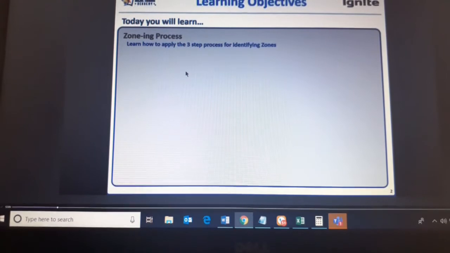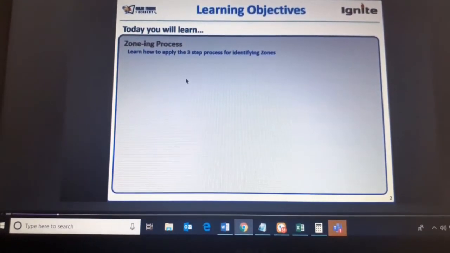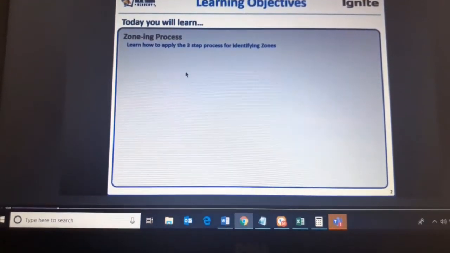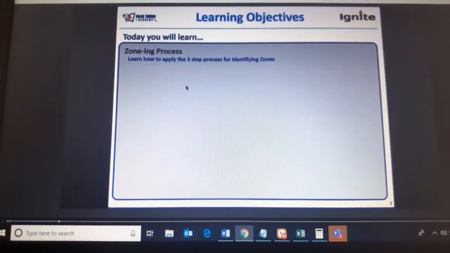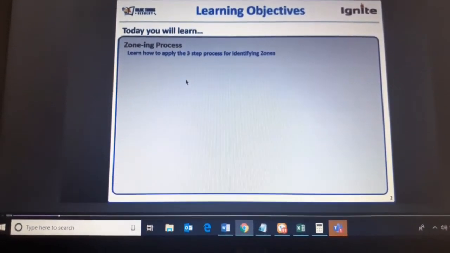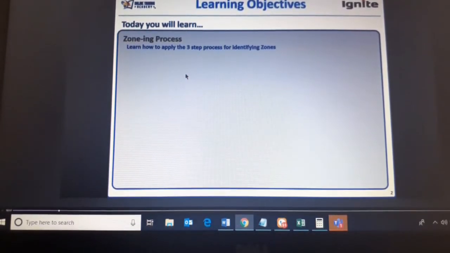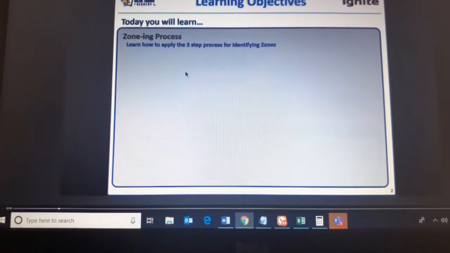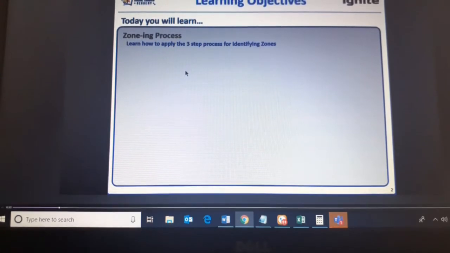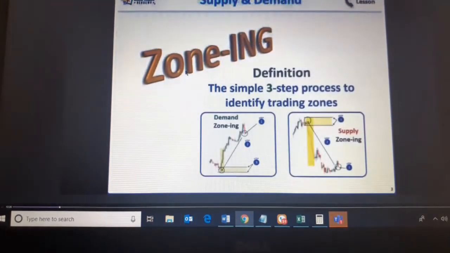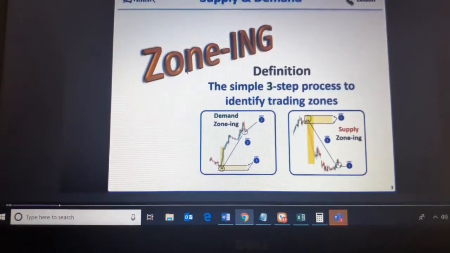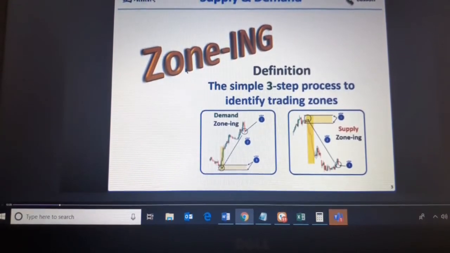So now today what we are going to do is the zoning process. There is a three-step process on how to identify your zones and how to mark your zones. Today we will be becoming mechanical in marking the zones. So if Ashu is marking the zones from 100 to 95, Ellen will also mark the zones from 100 to 95. So let us see the simple three-step process to identify zones.